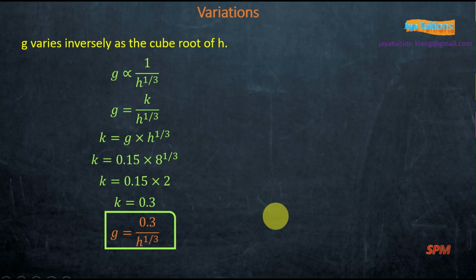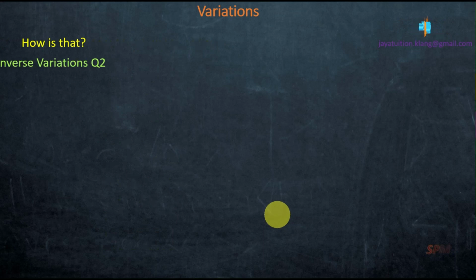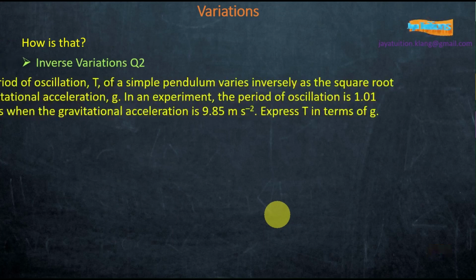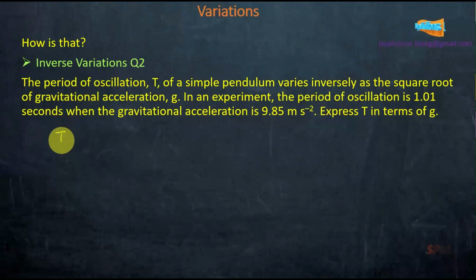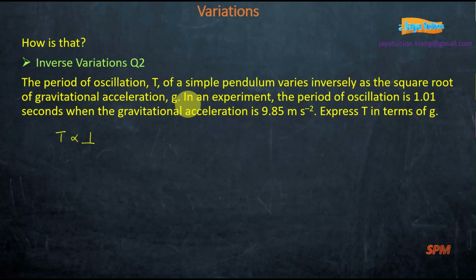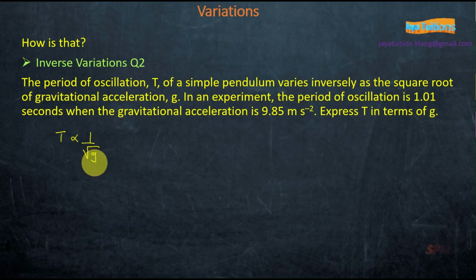Let us now go ahead with another numerical, which is probably a word problem. Question number 2, read the question very carefully. The period of oscillation T of a simple pendulum varies inversely as the square root of acceleration g. So we can write T is inversely proportional to the square root of acceleration due to gravity g.